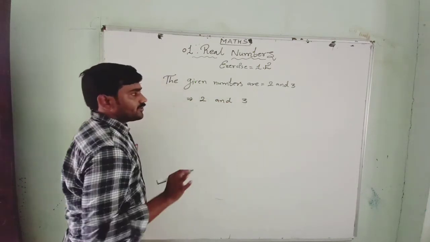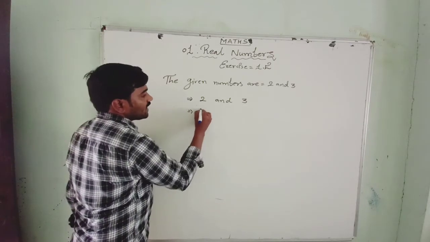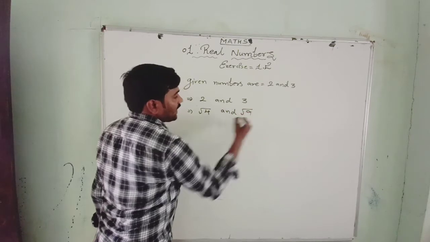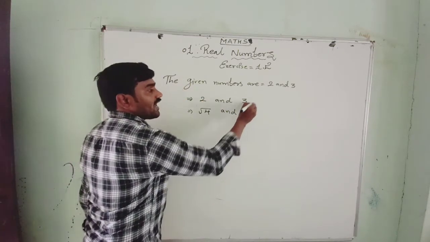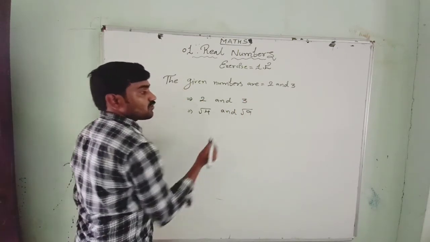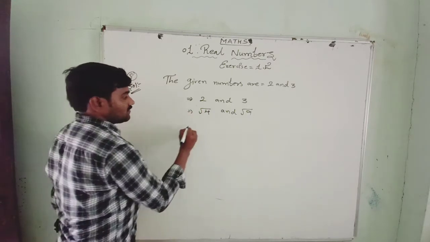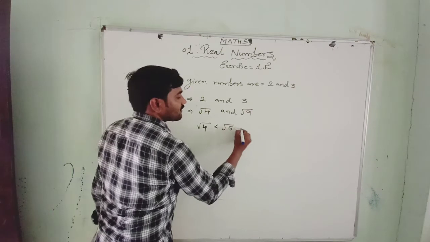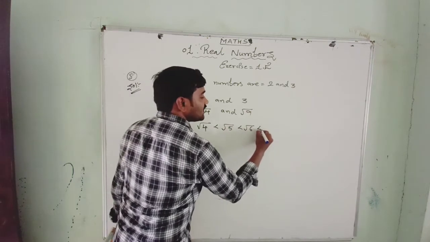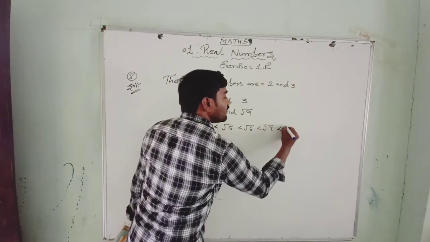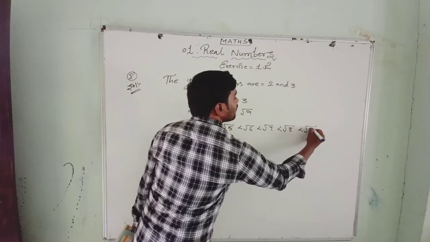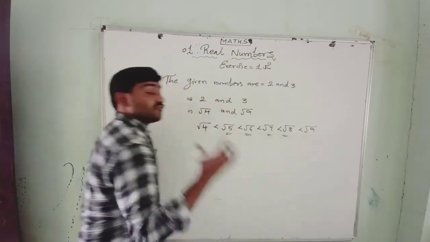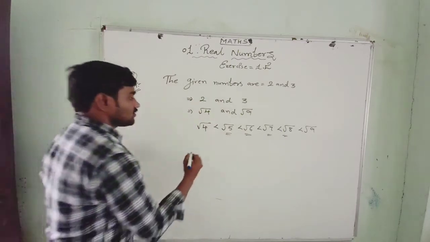Very easy method I will tell you. This 2 can be written as root 4 and this 3 can be written as root 9. Root 4 value is 2, root 9 value is 3. Between root 4 and root 9 there are some irrational numbers. Let me write now. Root 4 is less than root 5, which is less than root 6, less than root 7, less than root 8, less than root 9. See, we have written 4, but he asked for only 2.